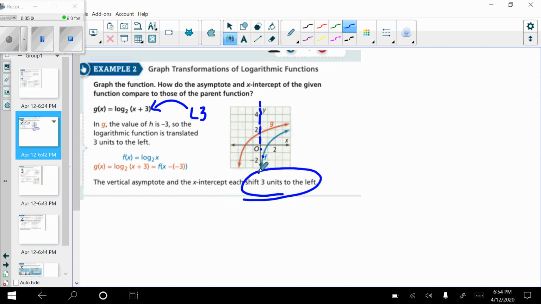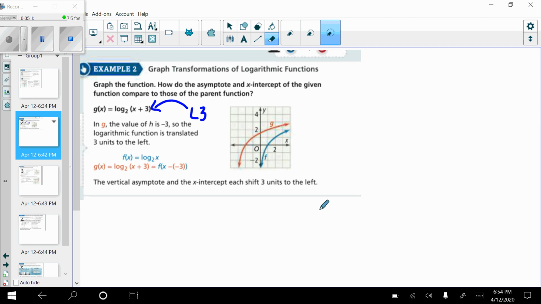Since the asymptote is running up and down, it can be moved left or right, so it's actually going to be moved left as well. All those points on there are moved to the left 3. So like if you took this ordered pair right here, which is 1, 1, it looks like it's going to be 1, 2, 3. It's going to be here now. Okay, that's what that told us.